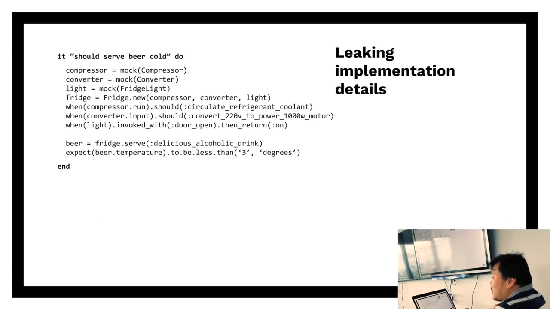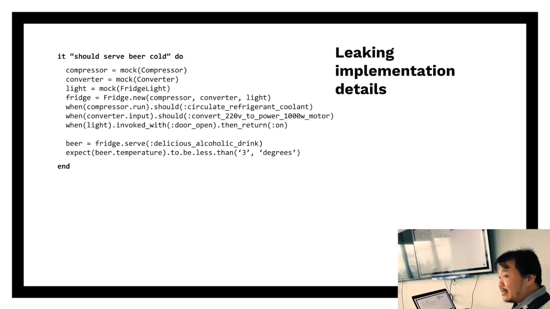So here is leaking implementation detail. Usually it would be in the realm of mocks, but it could be in any other areas. Let's say you have a fridge, it needs to serve the beer cold, and then the fridge requires several things like a compressor, and converter, and a light. And then you create a new fridge with the compressor, converter, and say, hey, when the compressor runs, you need to circulate refrigerant coolant. When the converter runs input, it needs to convert it to 20 volts to 1,000 watt motors. And when the door is open, the light is invoked and it needs to turn on.